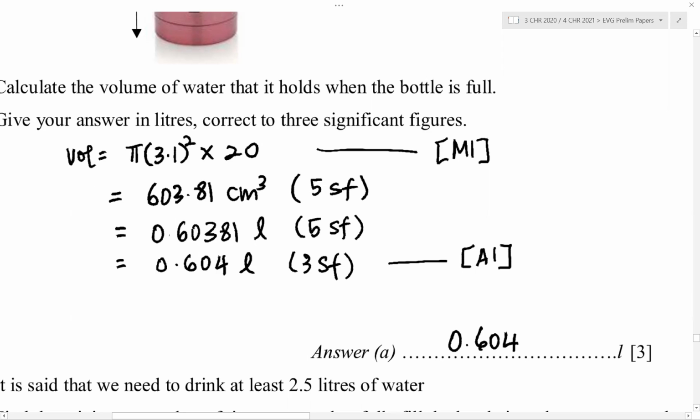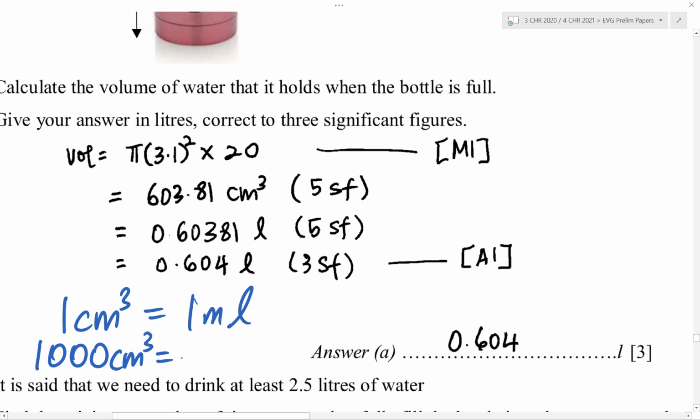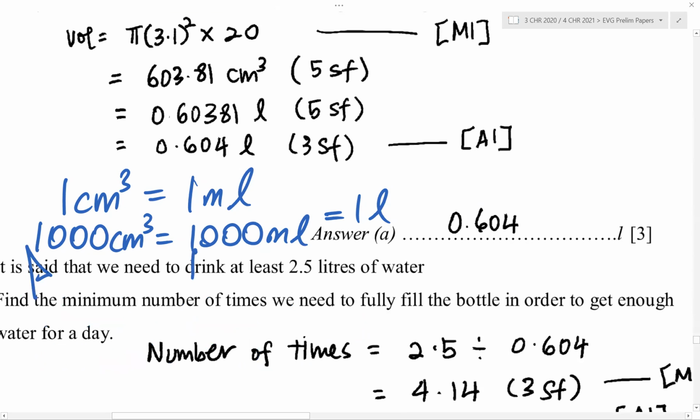Yaljit, your question. No, cm cube not equal to milliliter. Oh, okay, I know what you're asking. 1 cm cube equals to 1 ml. Yes, these two are equal. 1000 cm cube equals to 1000 ml equals to 1 liter. So this is the conversion you need to know. Must memorize.